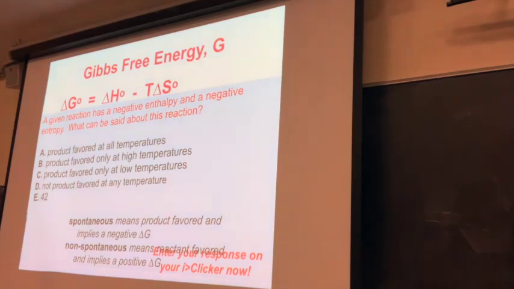But a negative delta S is not going to want this reaction to occur. That's a decrease in entropy. And a negative T times a negative delta S is going to give an overall positive value, and positive values do not make delta G negative. Entropy here is going to be fighting. If temperature is high enough, then T delta S will be more positive than delta H is negative.